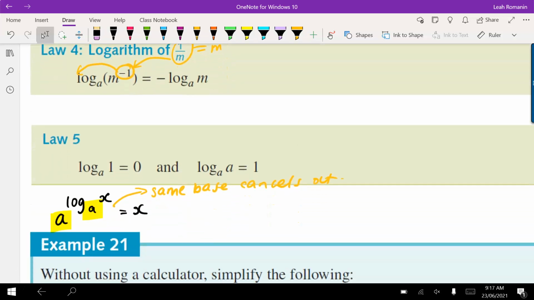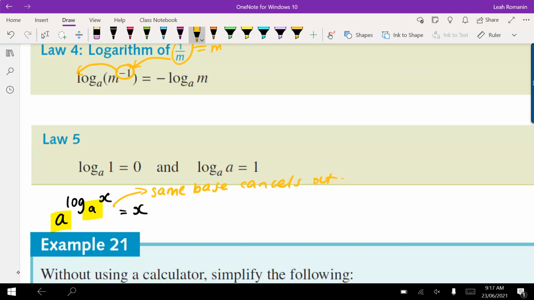And then the fifth one, log a of 1 is equal to 0, because remember that anything to the power of 0 is equal to 1. That's why those numbers switched when we've got our logs. And log a of a, so if it's got the same base and the same number, that's also equal to 1. This rule here, weirdly, it's in 13G when we need to use it now.